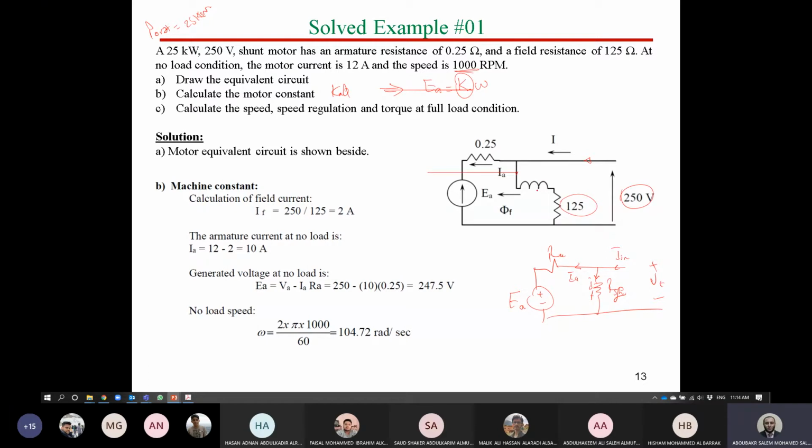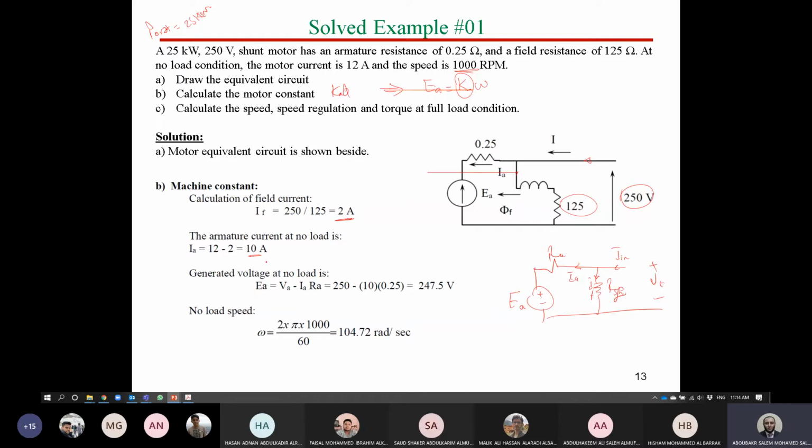At steady state, the voltage drop across the inductance will be 0, and we are now calculating at steady state. So we can say IF equals V over RF, which is now 2 amps, and subtract this value from the input current to get the armature current using Kirchhoff current law. So the armature current now is 10 amps.